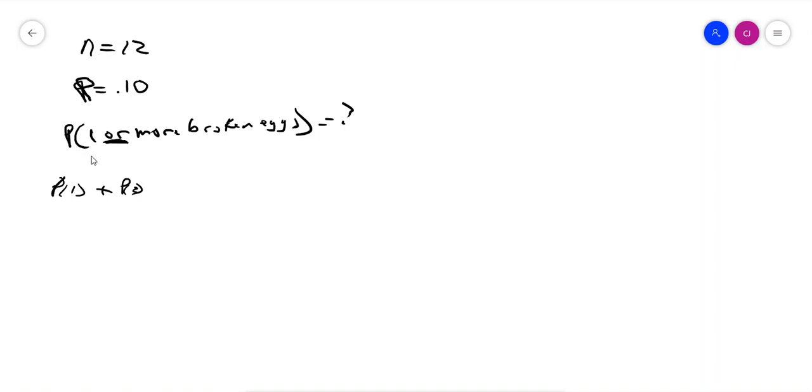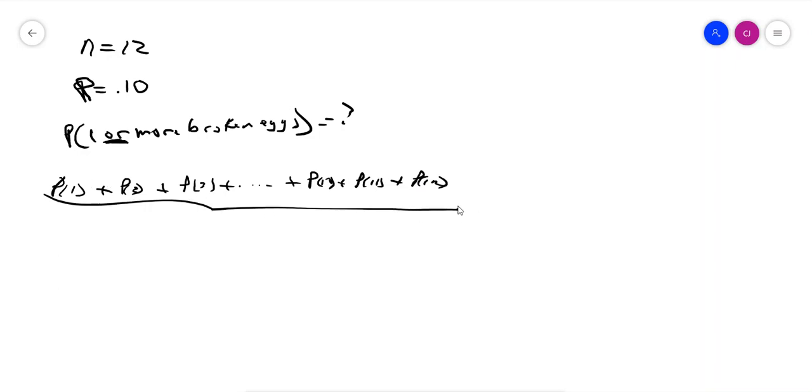And we would say, okay, these are mutually exclusive events. You can't have one broken egg and two broken eggs at the same time, right? It's either one or it's two or it's three or so on up to probability of 10 plus probability of 11 plus probability of 12, right? So we'd have to do all of those.